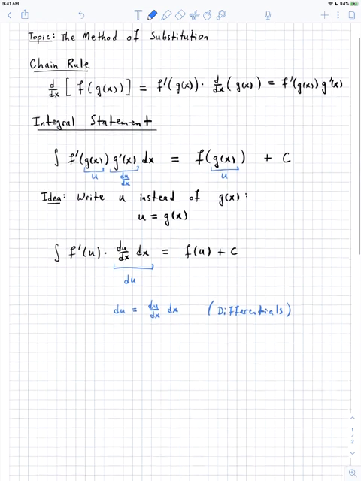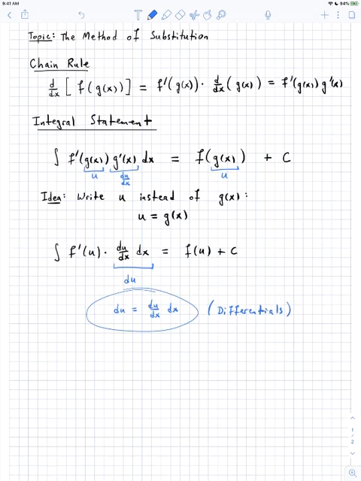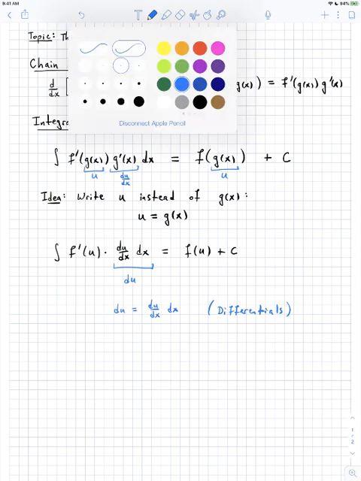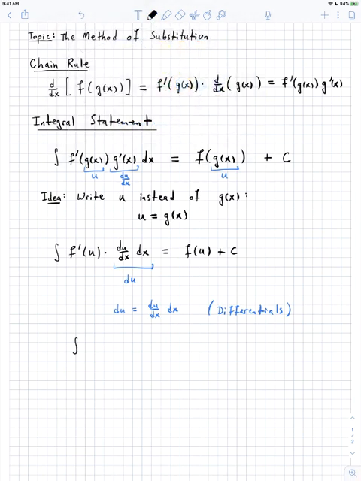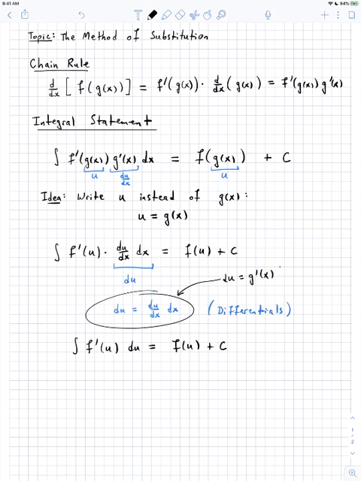But for us, it's enough to just understand that these two quantities are the same. And that's very nice because that allows us to rewrite our integral as the indefinite integral of f prime of u du is equal to f of u plus c. So here we're using this fact, which we can then rewrite as du is equal to g prime of x dx. So when we're making our substitution at this stage, we can also compute the du in this way.